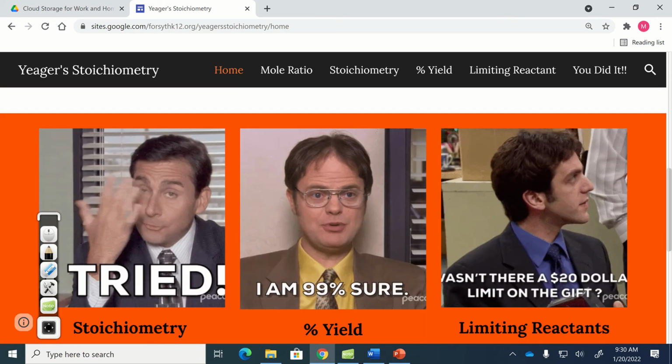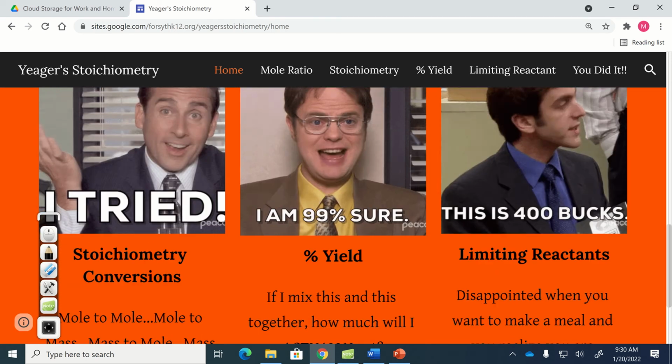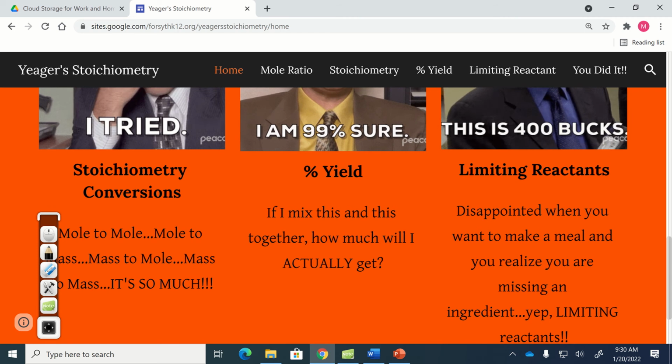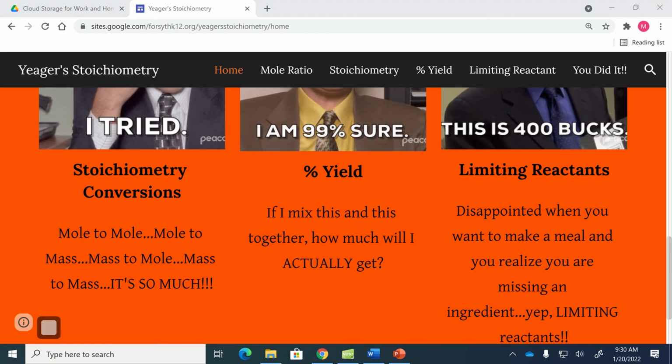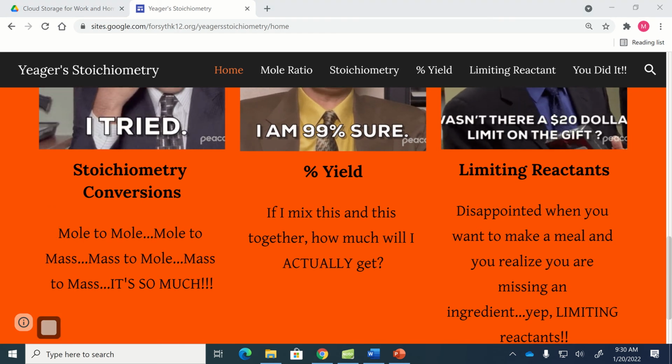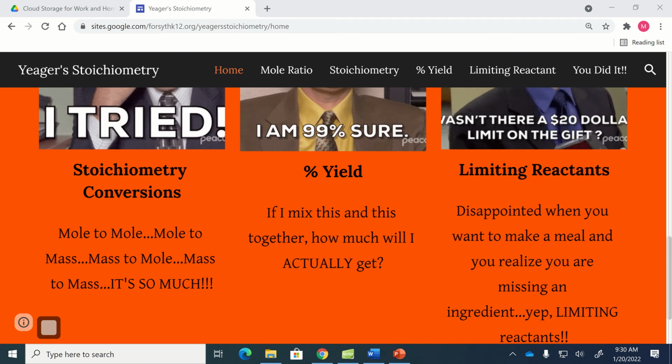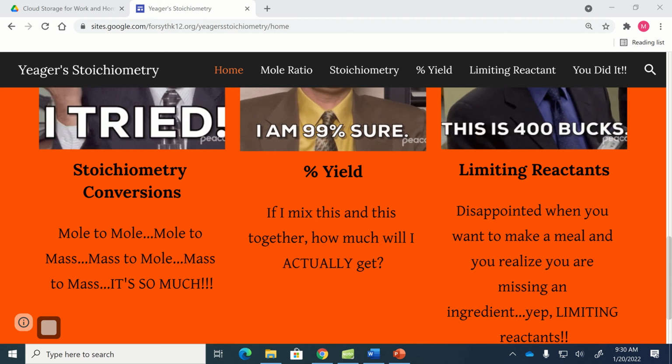So, what are we going to cover this unit? We have stoichiometry conversions. That's what I'm going to basically be covering in this video. We're going to go through mole to mass, basically being able to convert one compound to another. I'll get the actual definition on the next page.